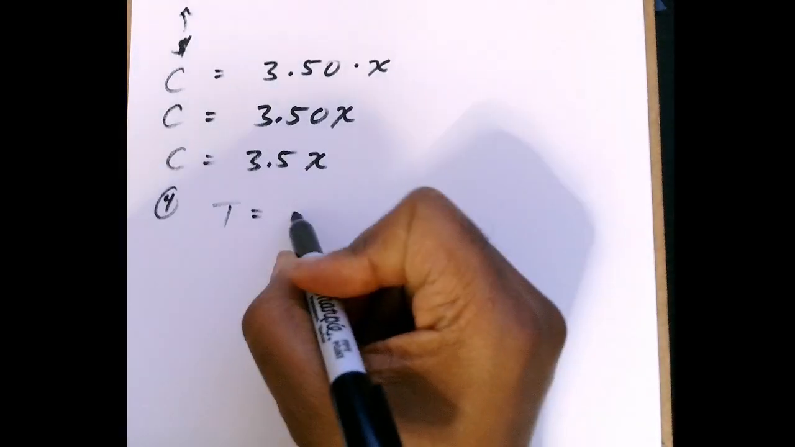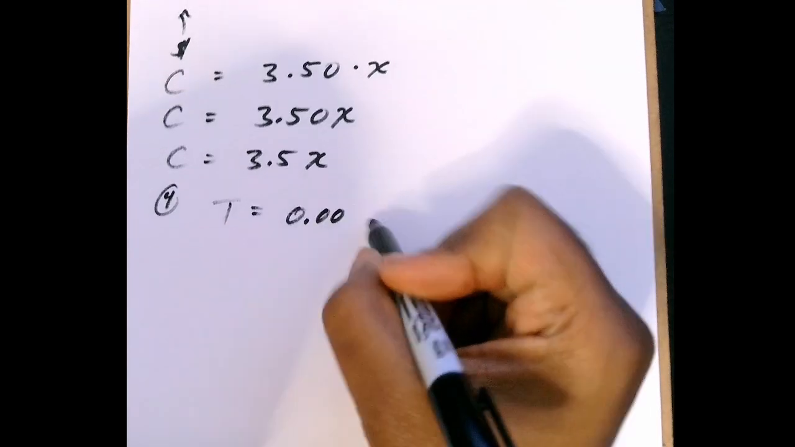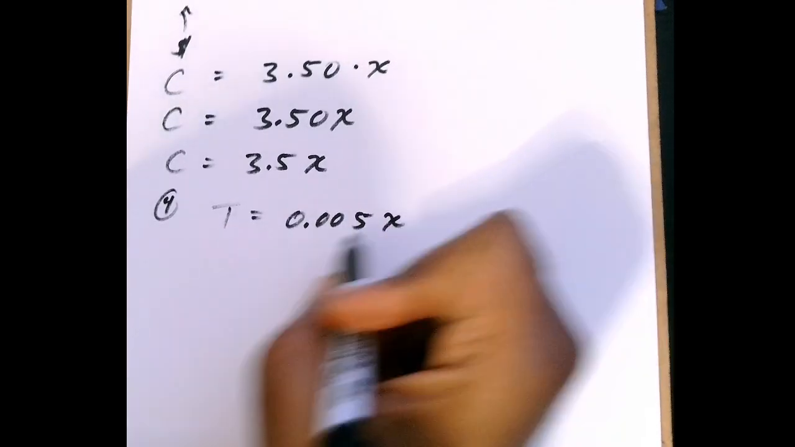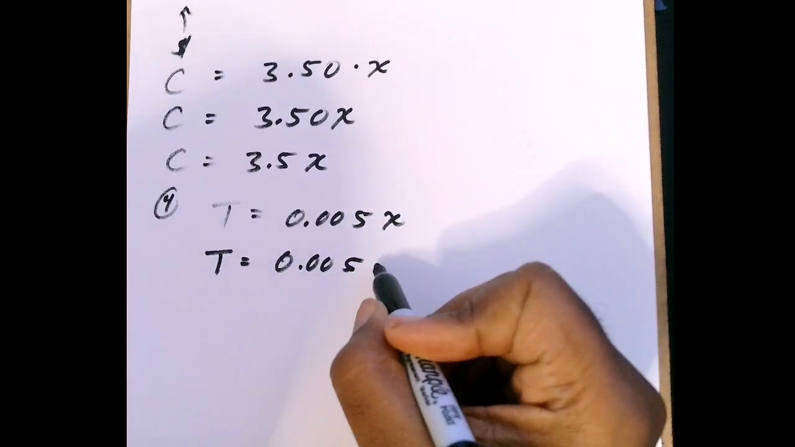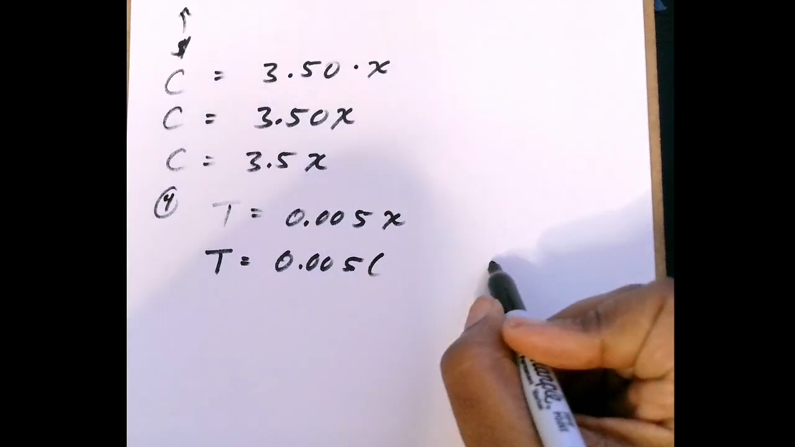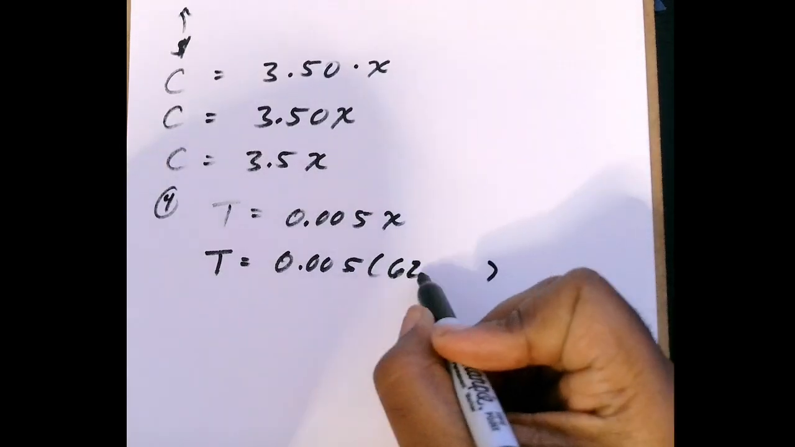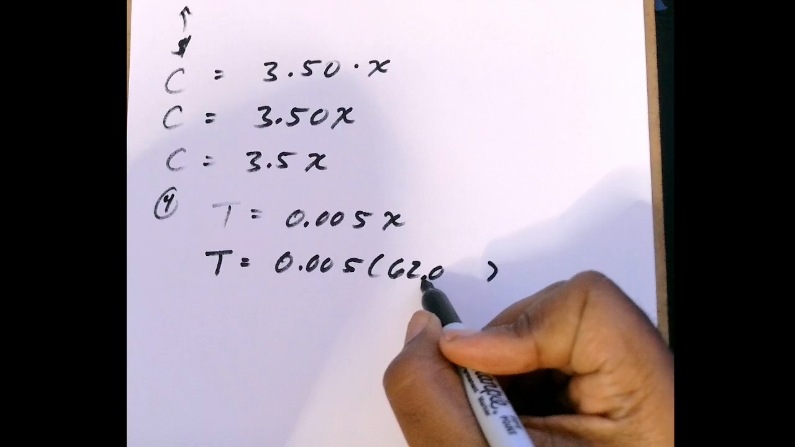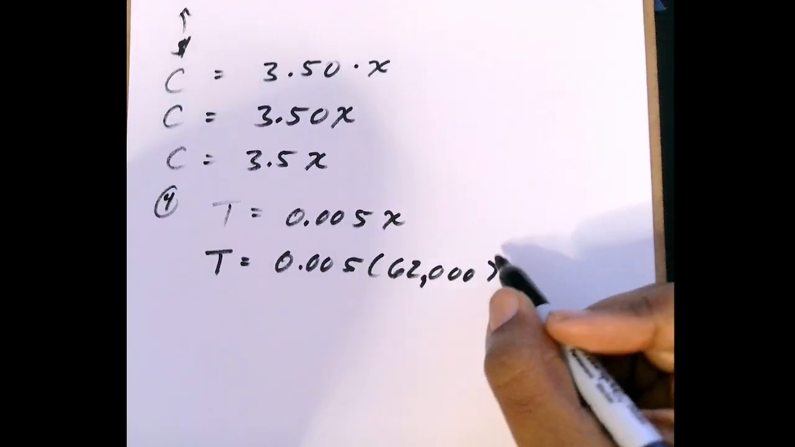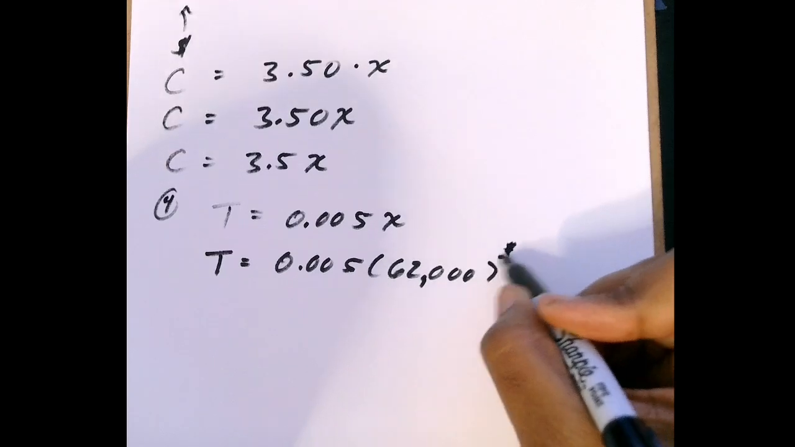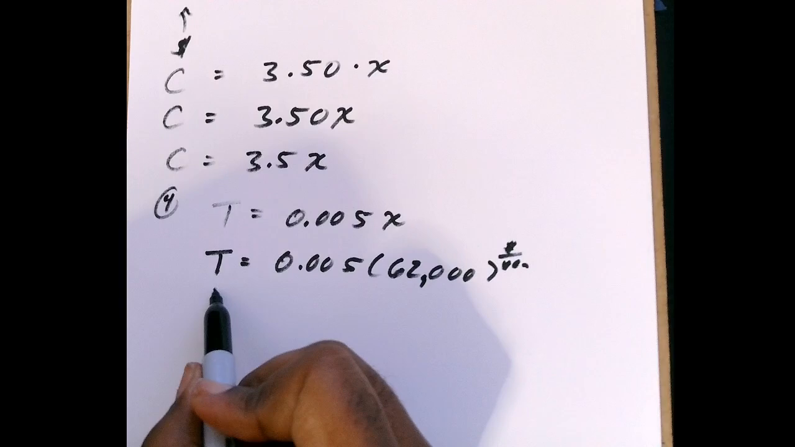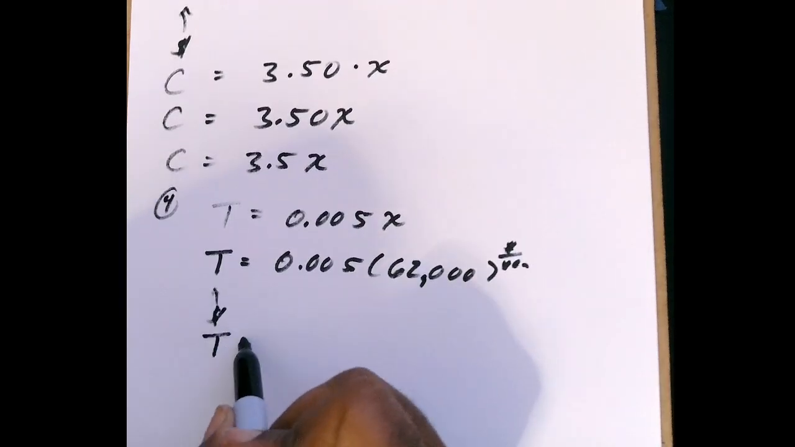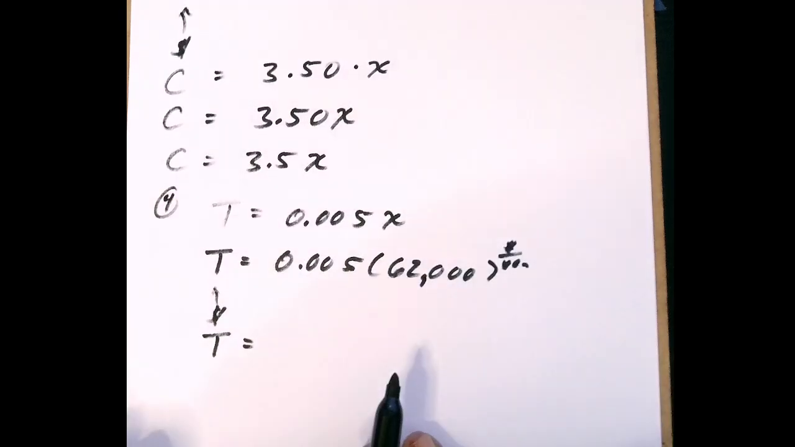T equals 0.005x. And we're told that the X is equal to, I'm going to put it in big parentheses here, $62,000. And that's money per year. And we'll end up getting money for T. So we need to multiply these two.